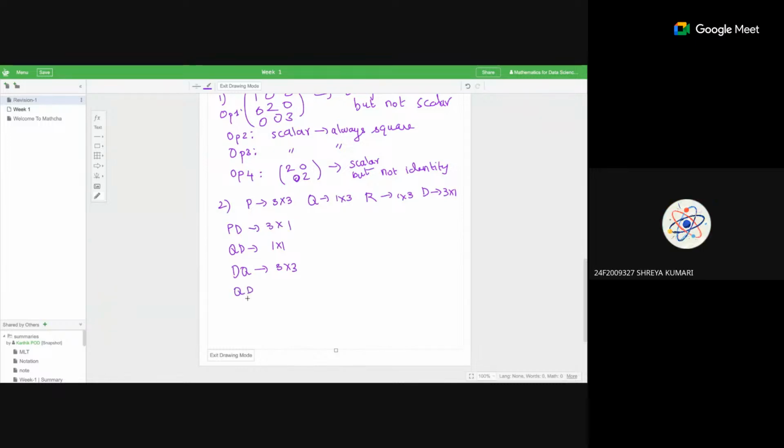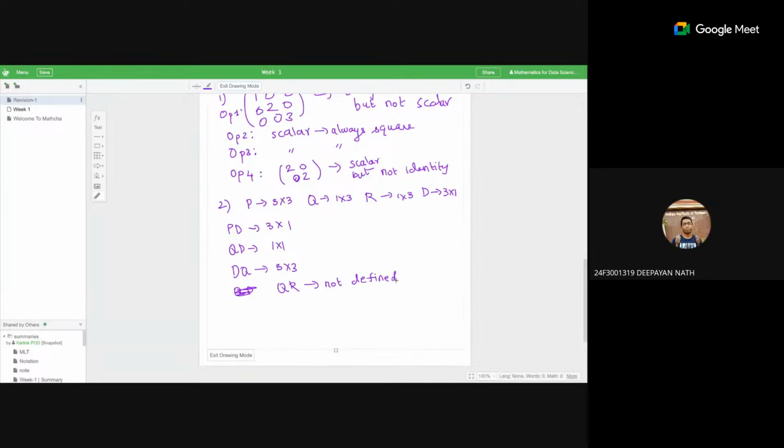1 cross 1. Okay. We have already done that. What about QR? Not possible. QR is not defined, right? So QR is not defined.